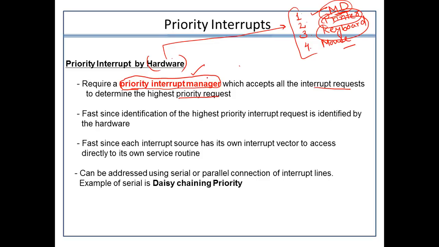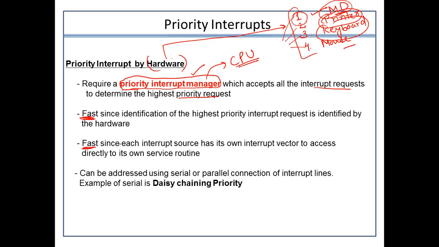The manager here in this case is nothing but the CPU, the processor. It will take the request generated by any of these devices, and accordingly determine the one which has the highest priority. It is a faster approach, since the identification of the highest priority interrupt request is done by the hardware. We use certain techniques within the hardware so that it is very easy to tell that a request has been generated by the highest priority device.